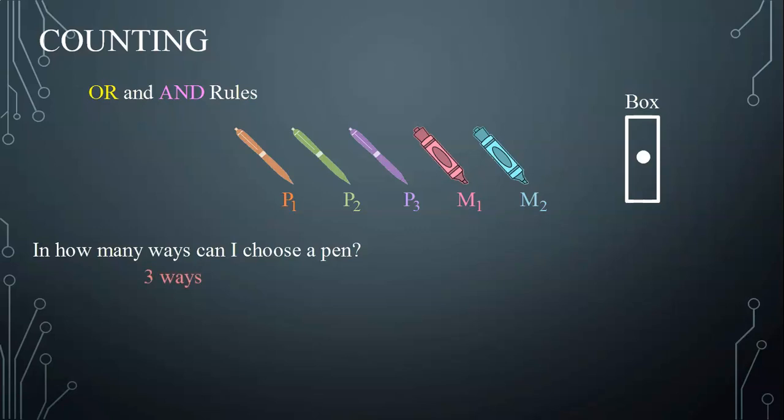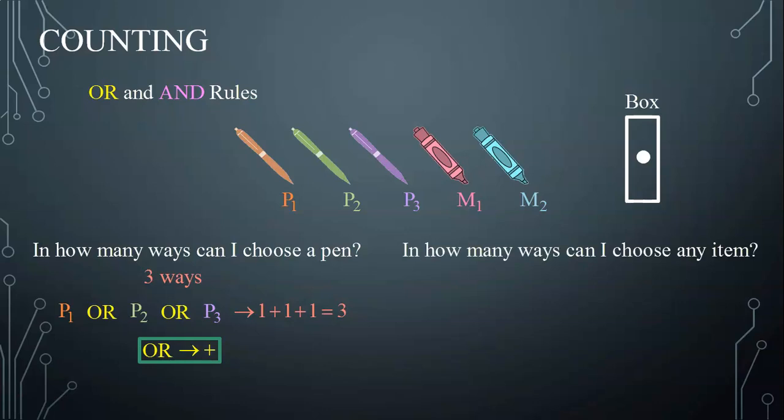Intuitively, you would say 3 possibilities, as I have 3 pens in the set of 5 objects I have. But let us see where that intuition actually comes from. As I want 1 pen out of 3, I could choose P1 or P2 or P3. Each pen represents one possibility where I obtain my answer 3 by adding my possibilities. Then OR in counting implies addition. And that is the OR rule, which is one of the basic rules of counting.